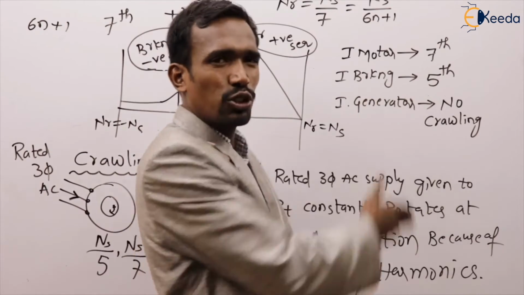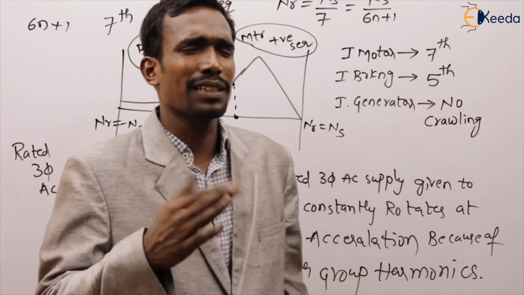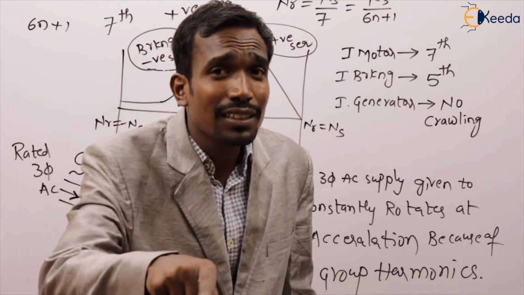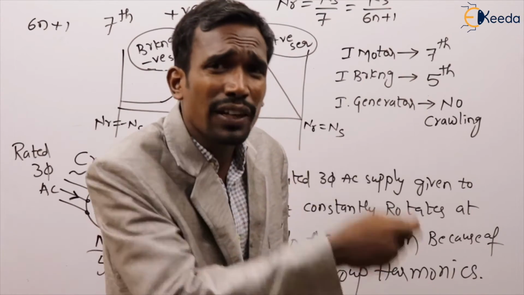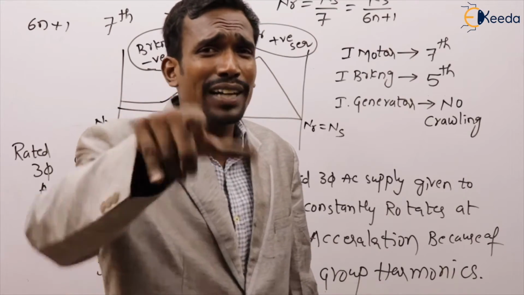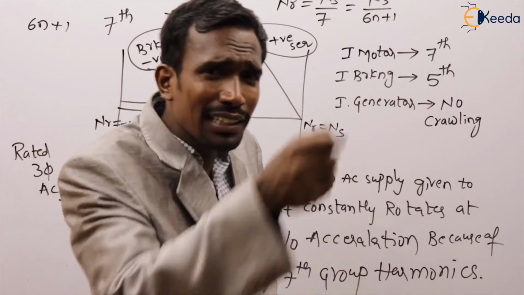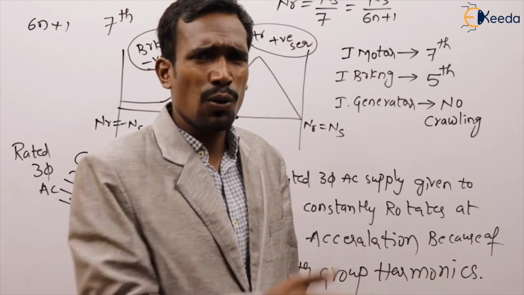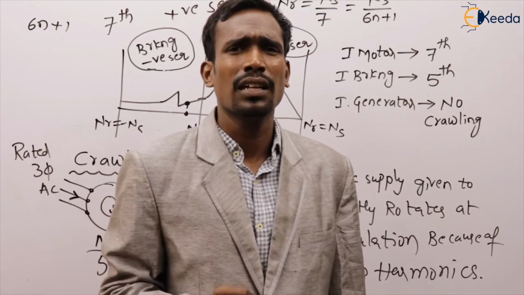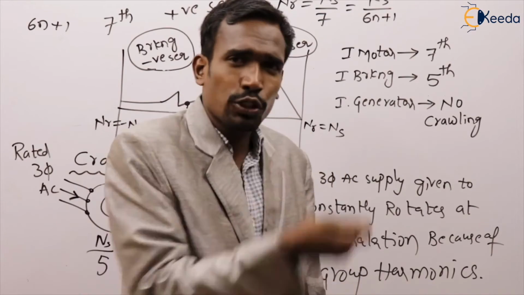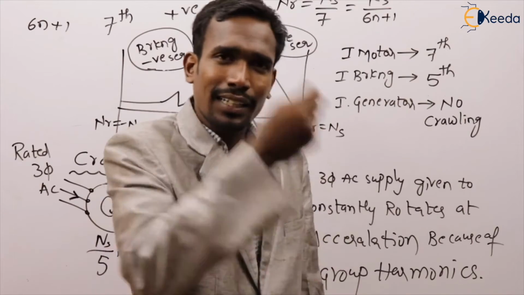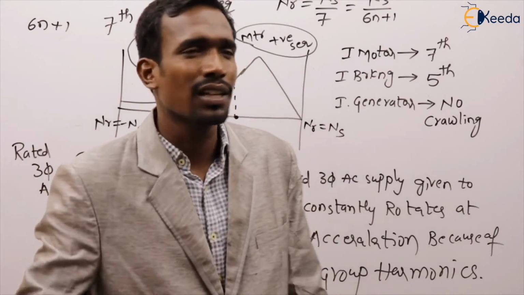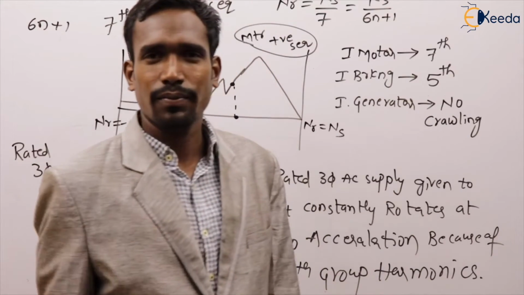Actually, this is a very silly question. How will crawling take place in an induction generator? Generally, it is a generator, which is nothing but the mechanical supply given by you itself. You are going to rotate the prime mover at what speed? As you require. How will it rotate at Ns by 5th or Ns by 7? That is given by me, right? I am going to rotate at synchronous speed, or greater than synchronous speed. How will it be at Ns by 5th or Ns by 7? It is a very silly question. In a generator, there is no crawling.